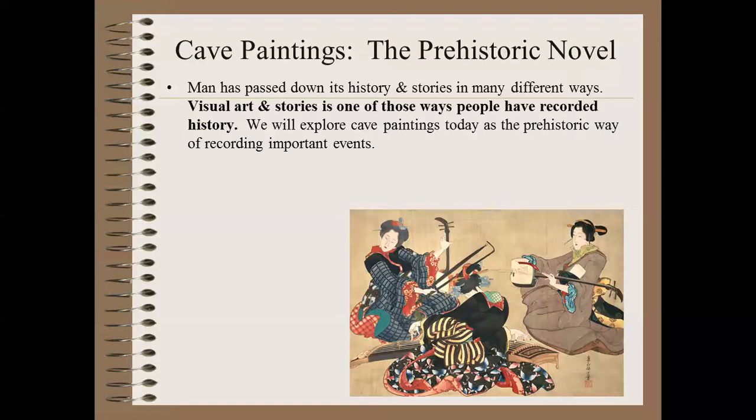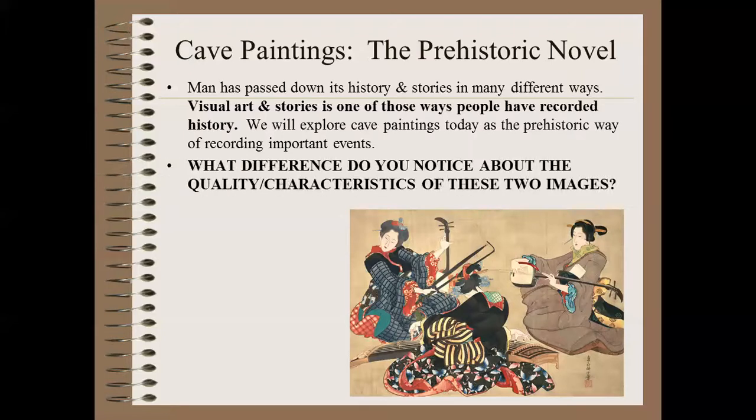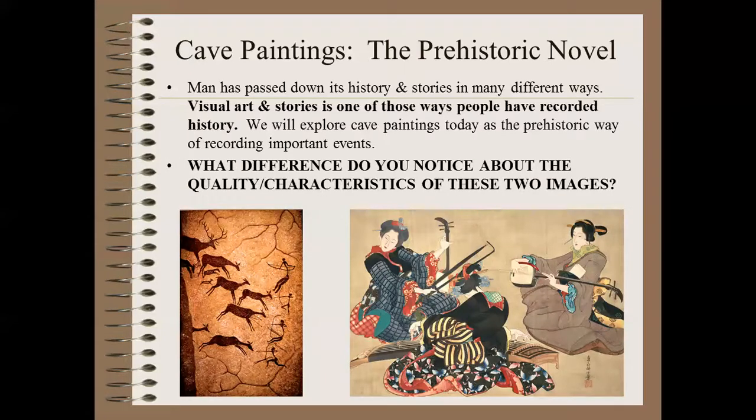If you look at this image on the right side, clearly that's a historic image representing Japan. But if you look at this one on the left, when you look at these two images, they're vastly different. This applies to question number 3. When you look at these two images and compare them, what differences do you notice about the quality or characteristics of the images? Think about why these differences exist.